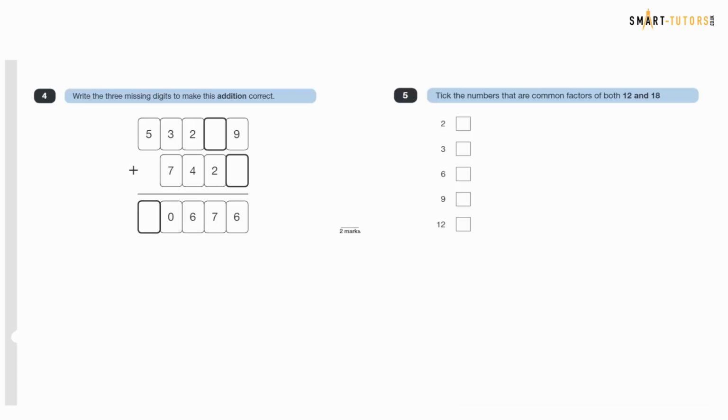Question number 4. Write the 3 missing digits to make the addition correct. Let Ivan explain that one. So, as you can see, it says 9 plus something equals 6. So, you can't add it to anything like 9. You have to go into the 10s, like the 16s. It goes to 16. So, 9 plus 7 is 16.